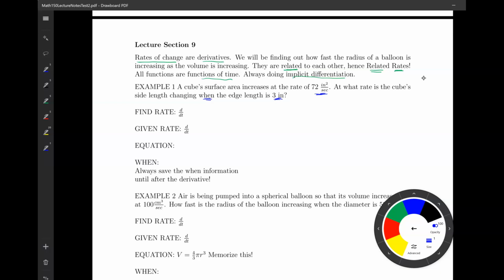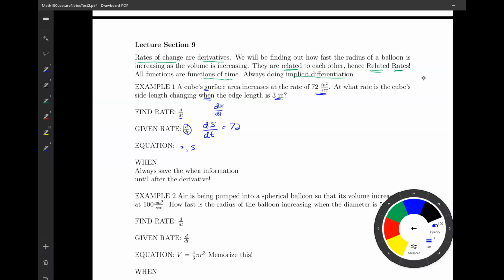All right, so the given rate is this. So I'm just giving you little indicators. You're going to do dS dt. I'll say S for surface area is 72. Then you'll want to identify what the rate is you're trying to find. So it looks like a side length. So let's do dx dt is what we're trying to find. And so now my equation better have the letter x and S in it because that's how my derivatives are.